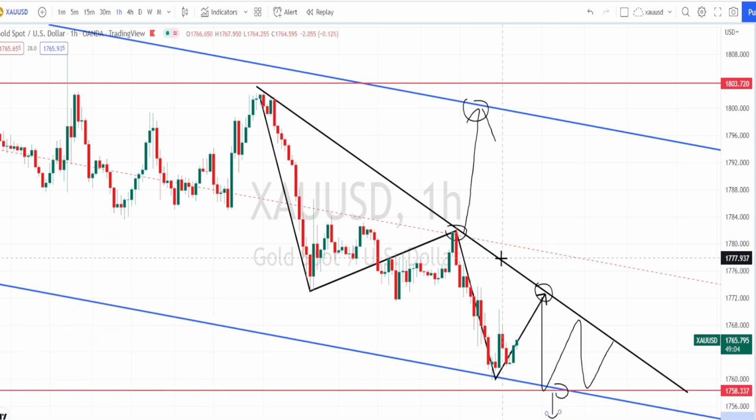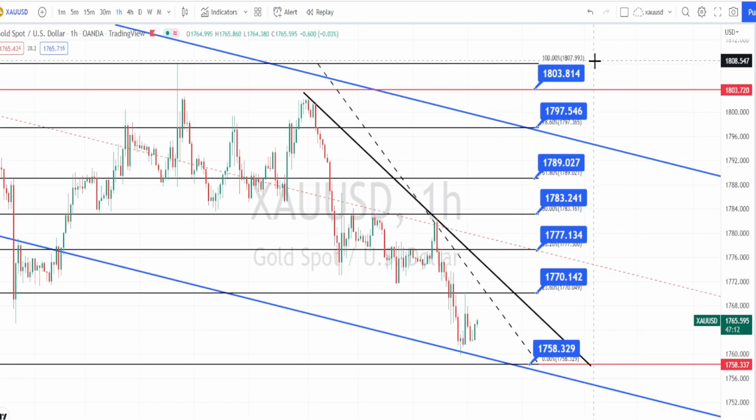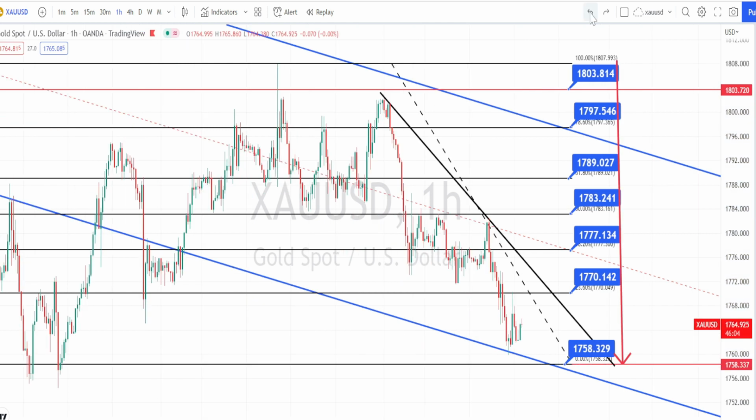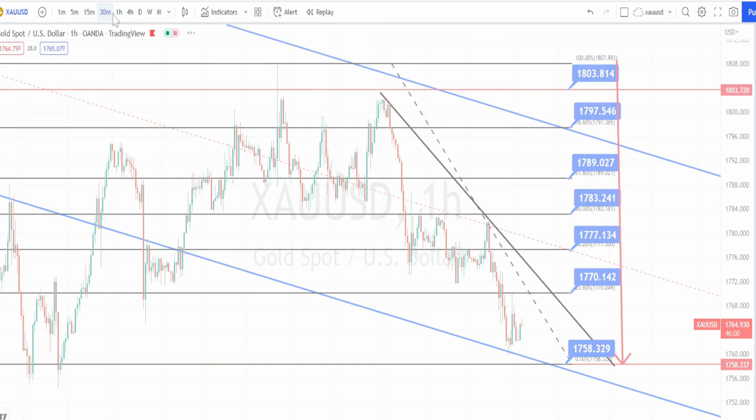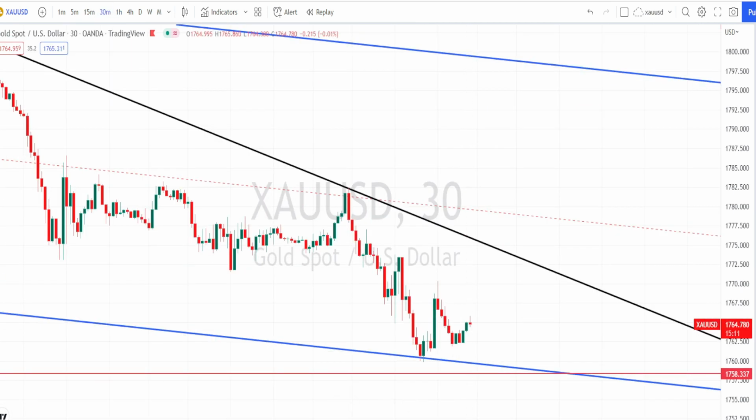Let us mark the support and resistance levels. The values within these blue color boxes are the resistance and support levels for the current price action in the hourly time frame. Let us do the analysis in the 30 minutes time frame. I am in the 30 minutes time frame now.